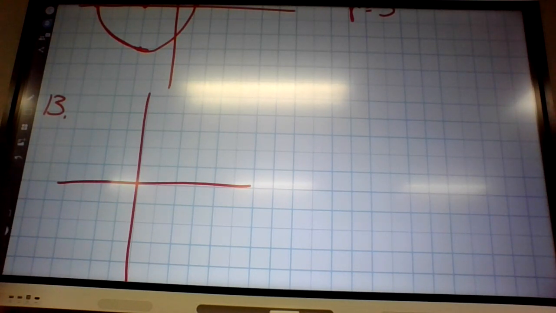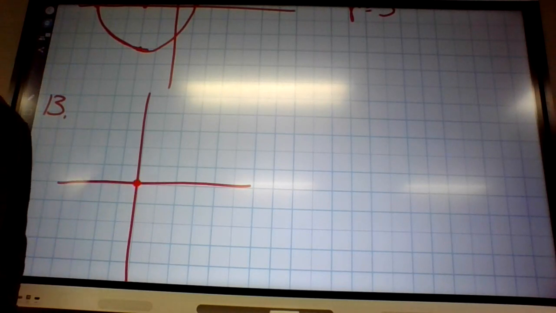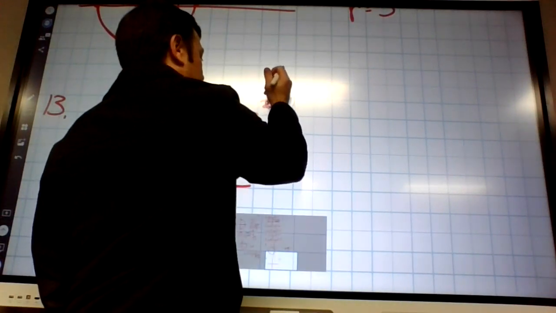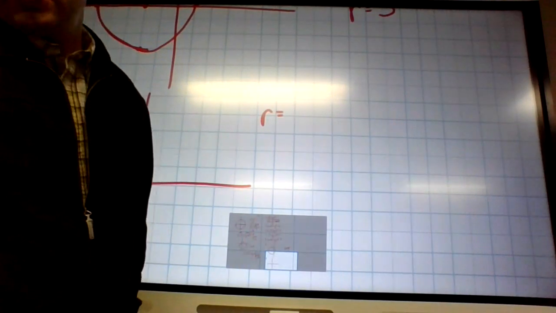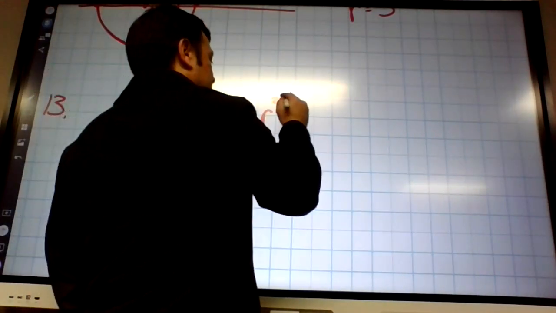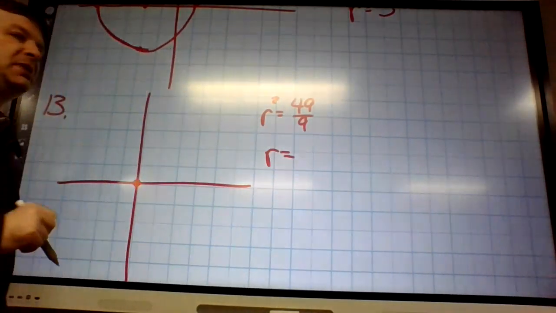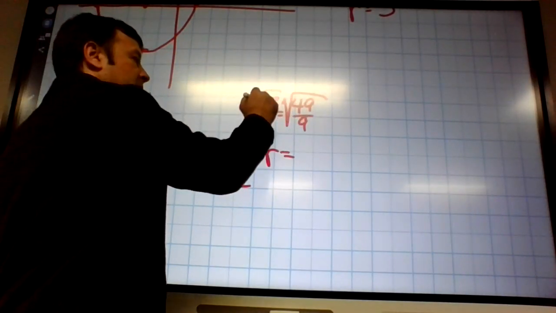All right, on 13, where's the center of the circle? Zero, zero, it's not shifted. Okay, what is the radius going to be? Five. I already guessed. Or sorry, the radius is... Oh no, radius squared is 49 ninths. So the radius must be 7/3. Right, the square root.